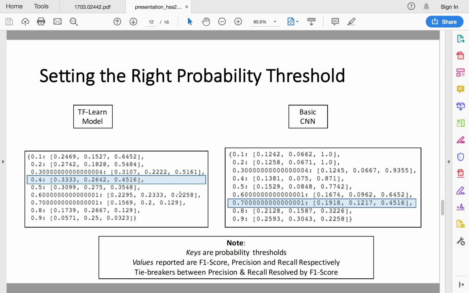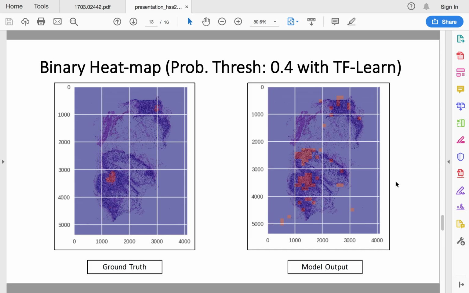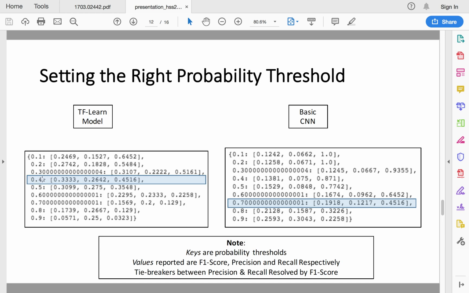And this of course leads to a decline in the number of false negatives. So finally, a threshold of 0.4 seems to work best for the transfer learning based model, and a threshold of 0.7 seems to work best for the basic CNN.